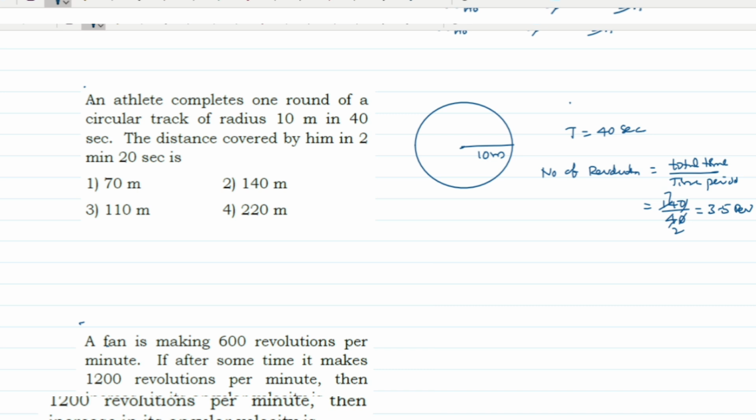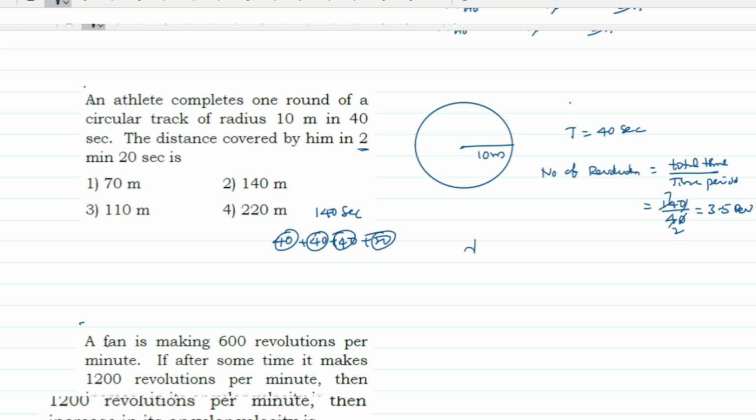Or else you can take the total as 2 minutes 20 seconds, in the sense 140 seconds. So you can take 40 plus 40 plus 40 plus 20. So one rotation, two rotations, third rotation, and here 3.5 rotations he has completed.